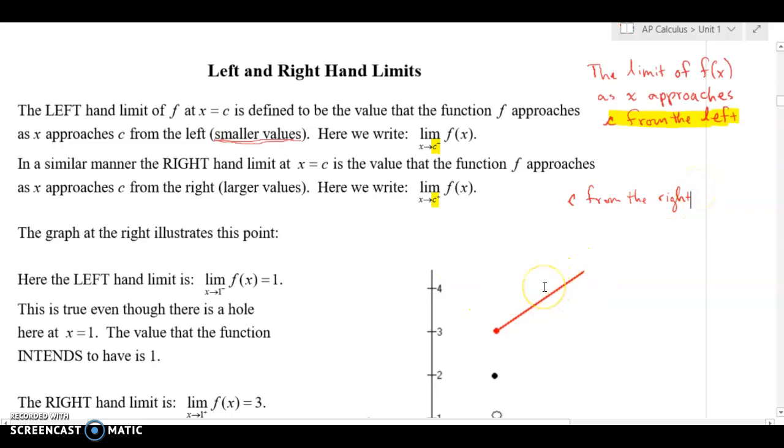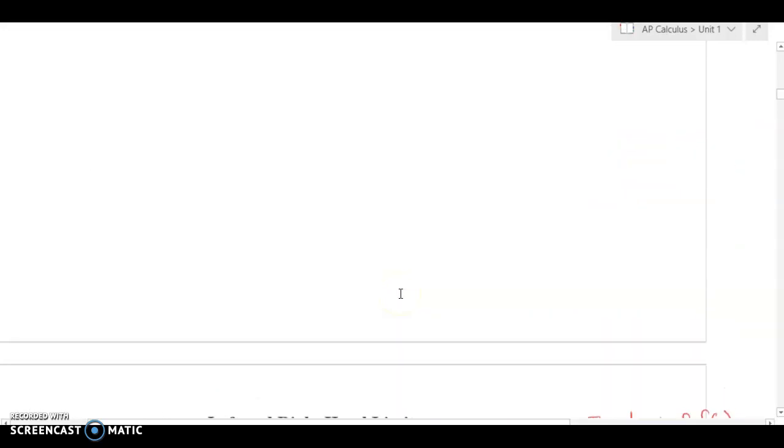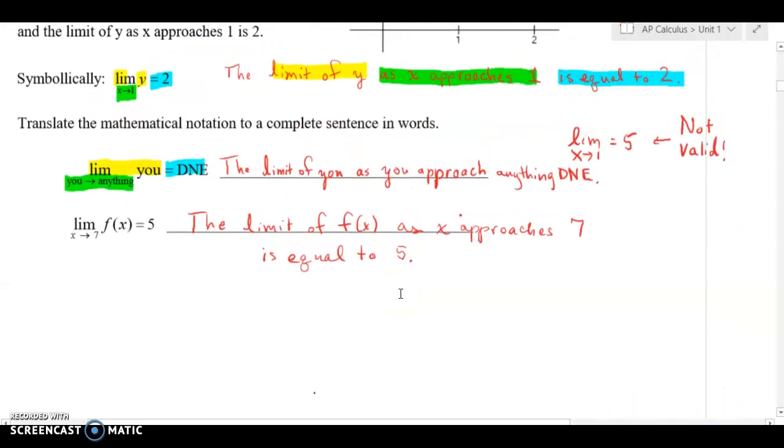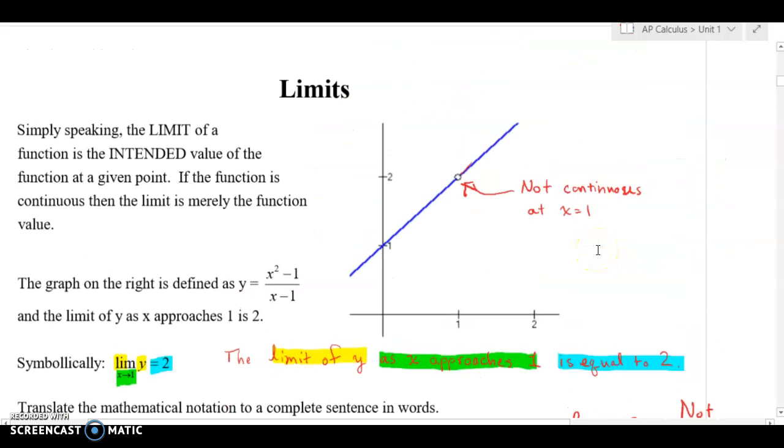Okay, first off, just a review. Sometimes it won't have a plus or a minus. So what does that mean if it doesn't have a plus or a minus? Well, we eliminate the from the left and from the right altogether. And basically what it means is it approaches 7 from both sides. Okay, so we have to look at both sides. So on that example, well, on this picture anyway, x is approaching 1, we'd have to look from the right and from the left.